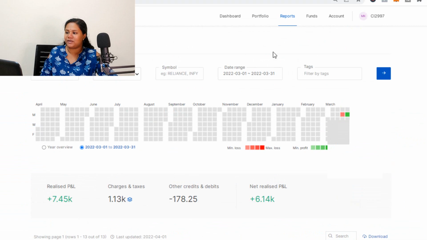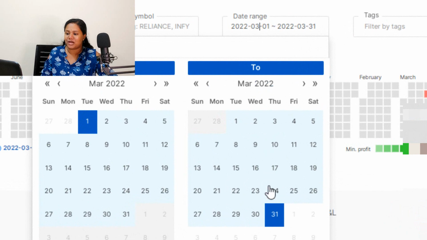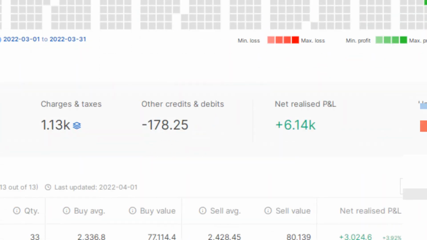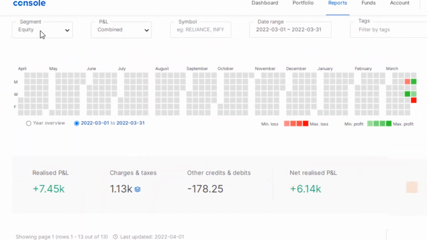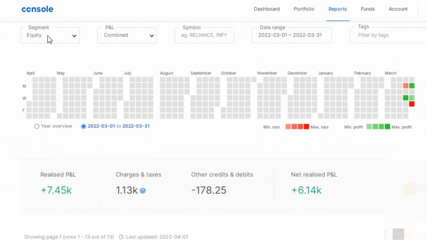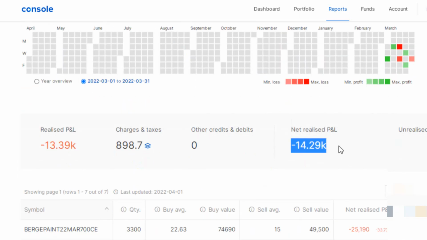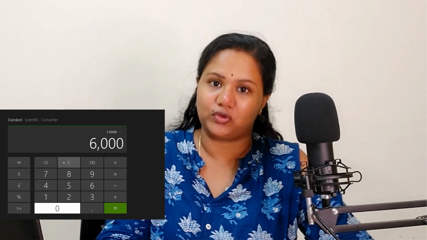So this is my Zerodha account, friends, and I have selected March 1st to March 31st. Okay, so the month of March, we will be able to see what is the result in the month of March. You can see over here the segment which I have selected is equity, and in equity segment I have made a net profit of 6,000 rupees. But in futures and options, if you see, I have made a net loss of 14,300. So if you do the math, I think the loss is about 8,000 rupees including brokerages.